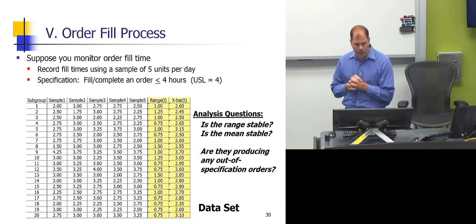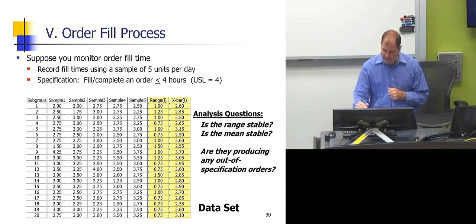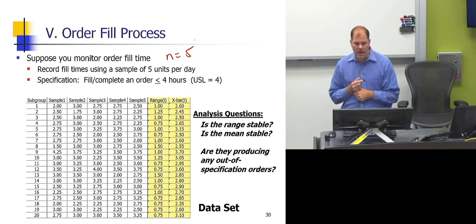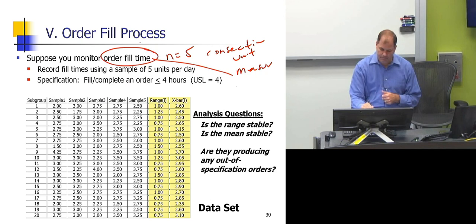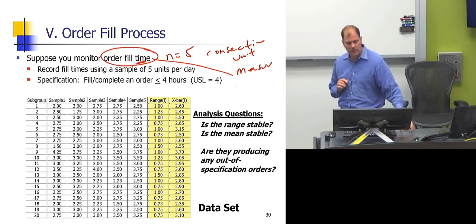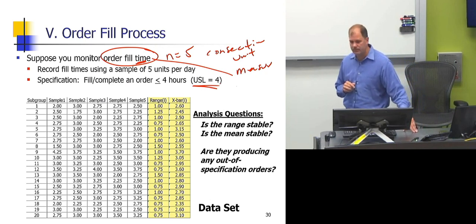All right, let's walk through an example, a little bit more detail on the Minitab commands, basically repeating the same concepts though. Let's say you go out and you have a subgroup size of 5. Every day you take 5 consecutive units and you measure the order fill time. So time is my variable. We also have an upper specification limit of 4.